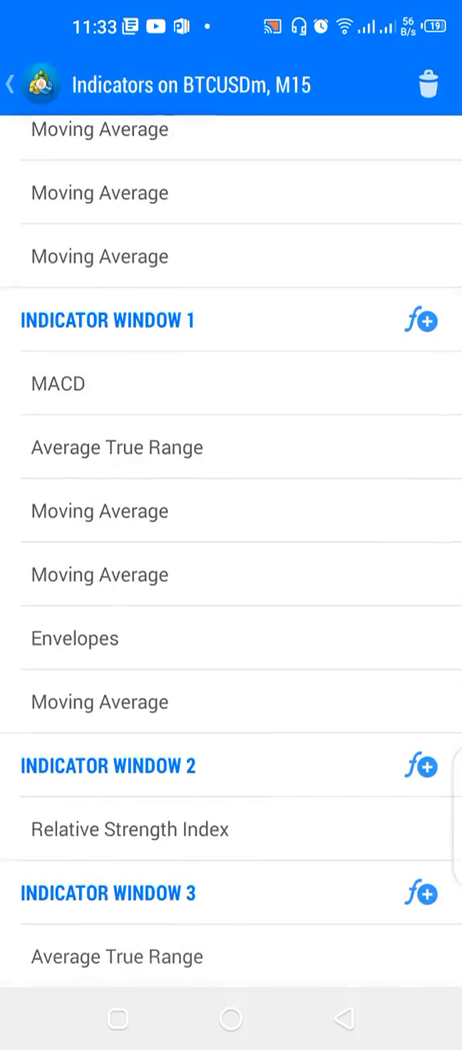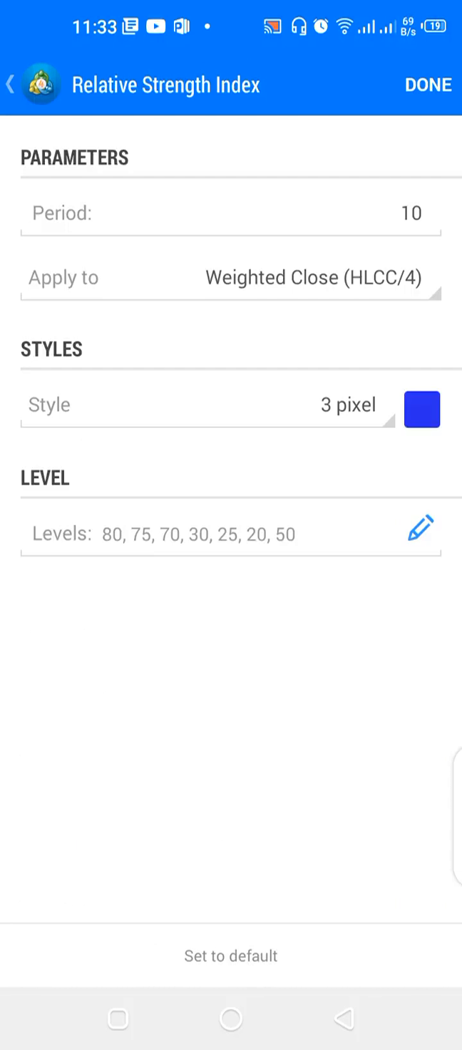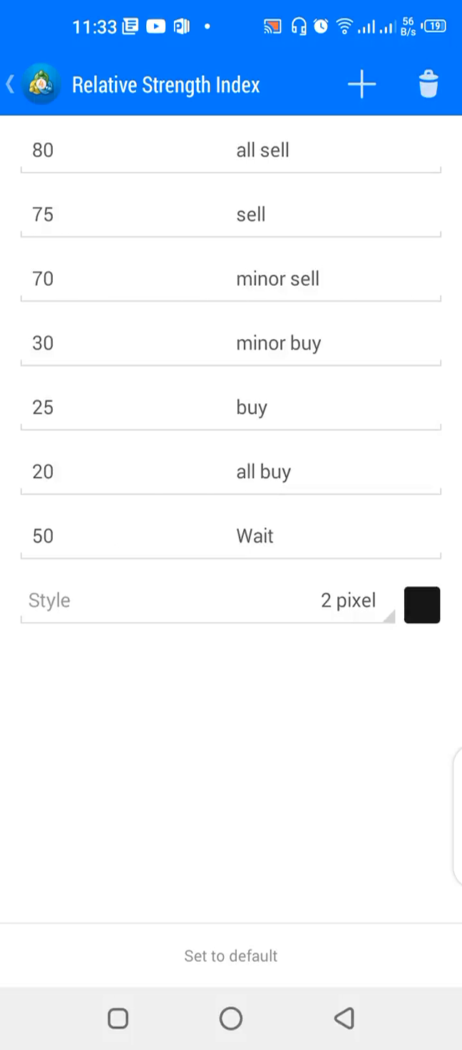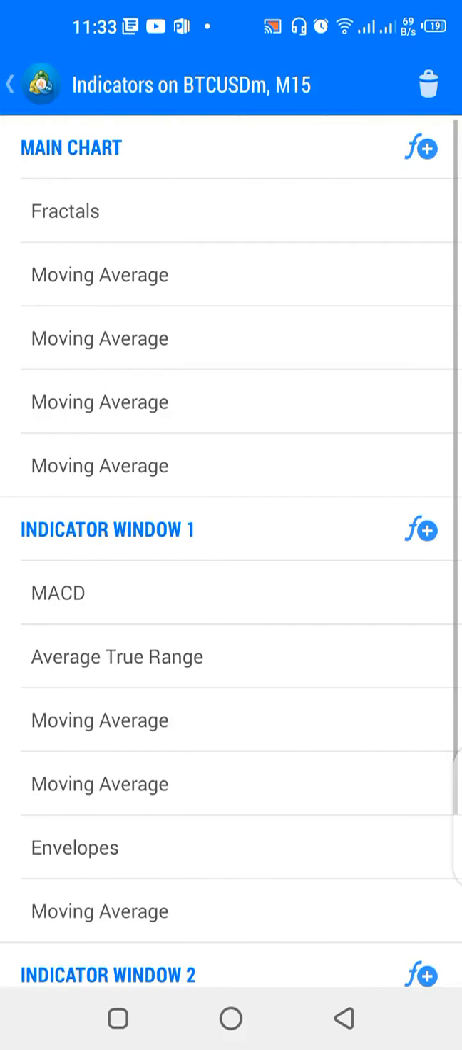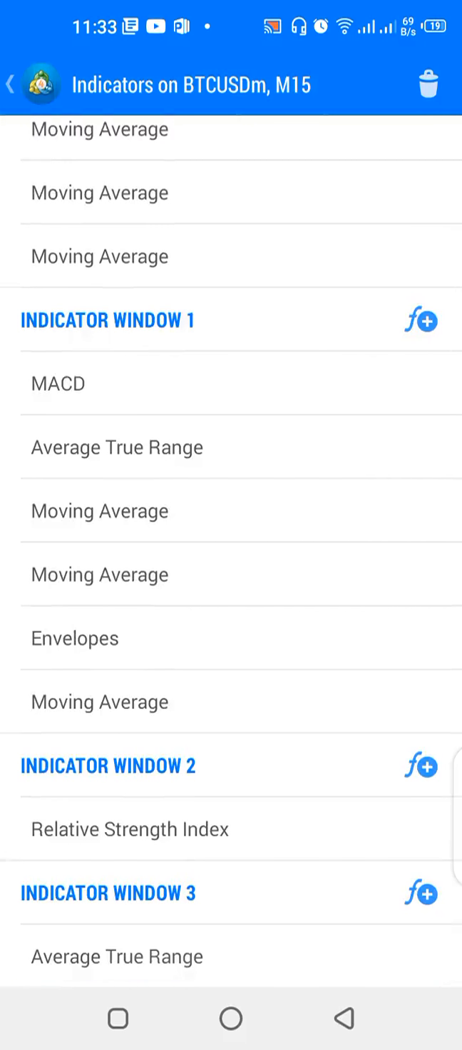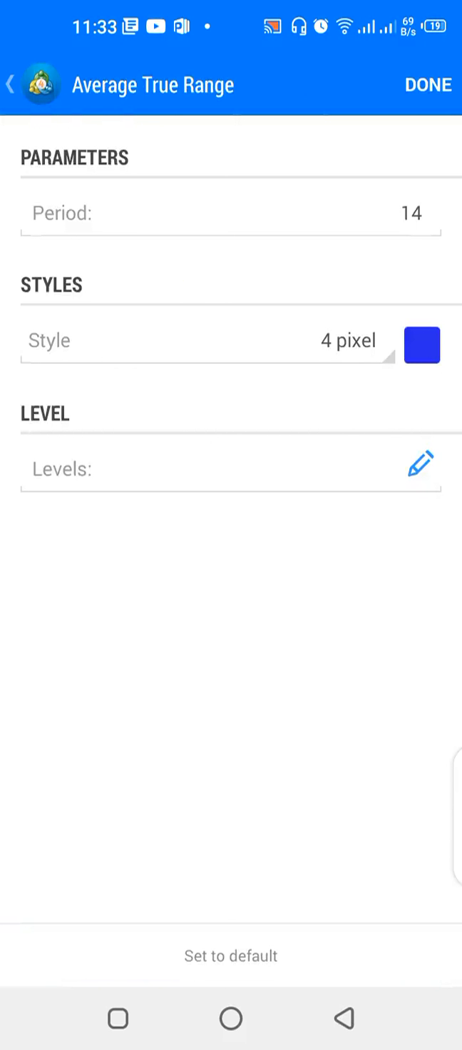Now for indicator window 2, we have RSI, relative strength index. The period is 10, applied to weighted close, color is blue. Let's look at the RSI levels. We have 80, 75, 70, 30, 25, 20, and then 50. Color is black. Now the last indicator is average true range. The period is 14, and the color is blue.